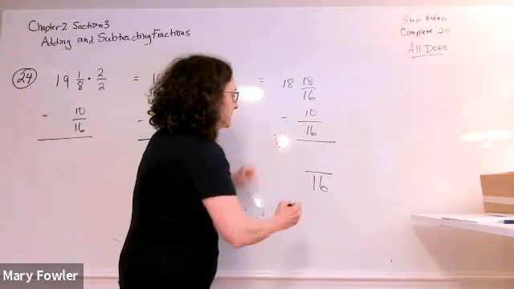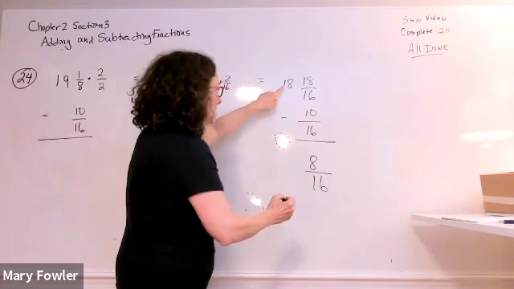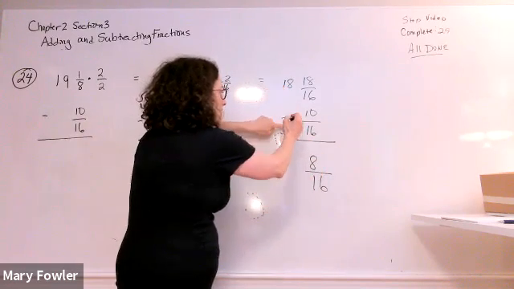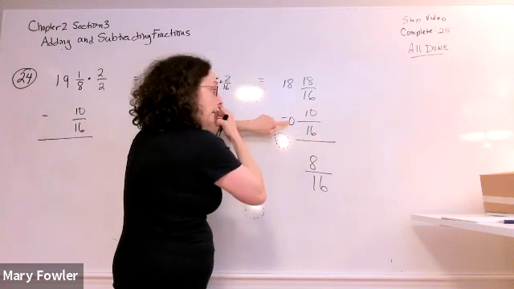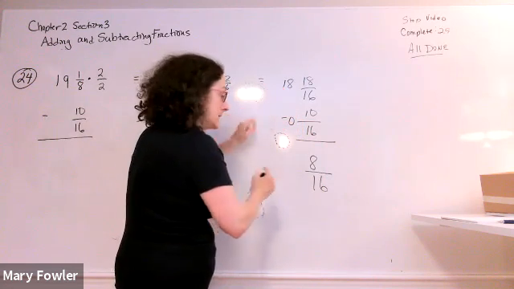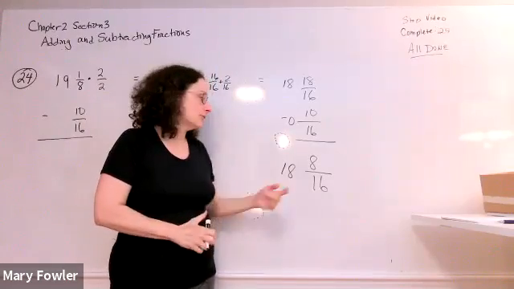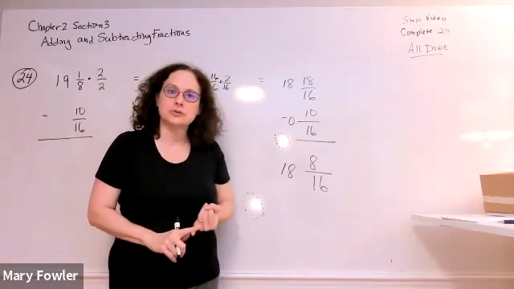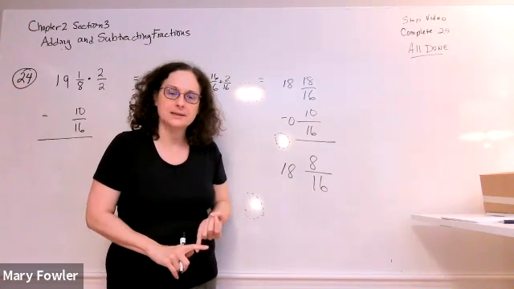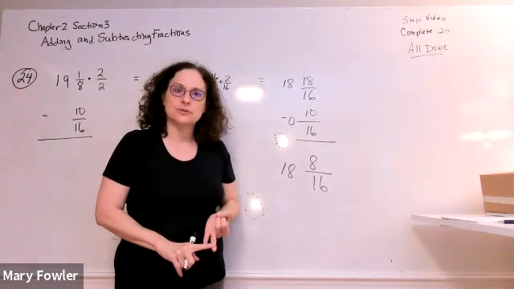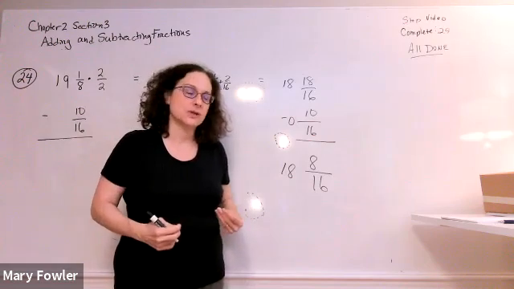Subtracting 18 minus 10 is 8. And for the whole numbers, this is actually a 0, right? So there's no whole number, so 18 minus 0, and we get 18. All right. Checking in on the fraction component. Is it improper? It is not. Is it in lowest terms? It is not. We need to reduce it.